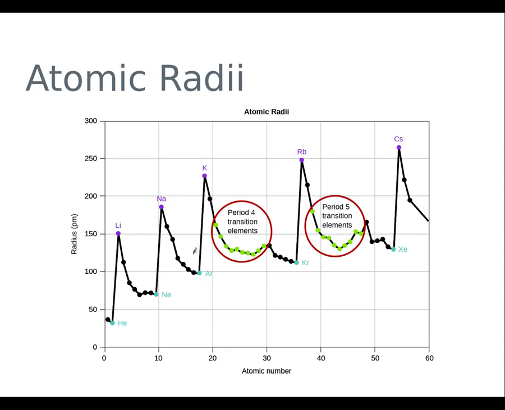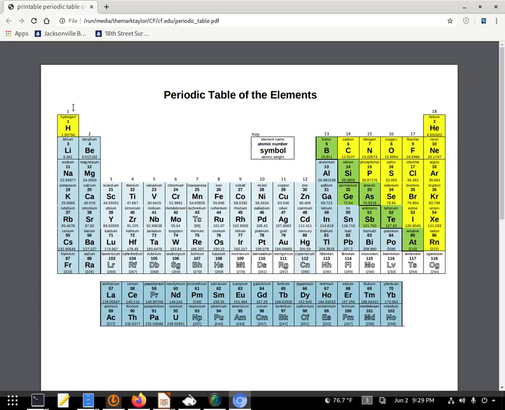We're seeing the purple ones here at the top are just those group ones. So lithium is smaller than sodium, which is smaller than potassium, which is smaller than rubidium, etc. So on the periodic table, as we go down, it gets bigger. Lithium is smaller than sodium, so it gets bigger as we go down.